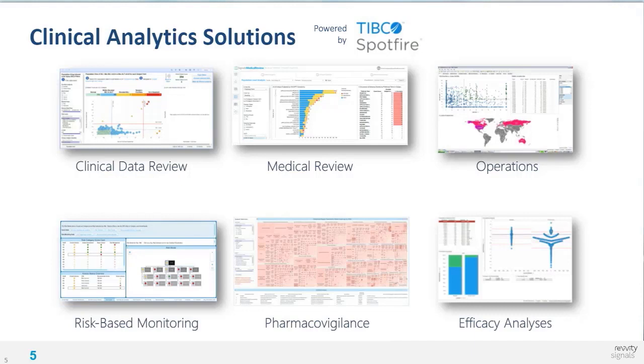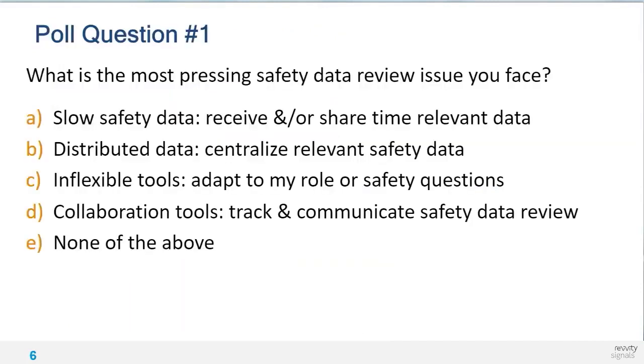To kick us off, first we'll open up with a poll question, and I'll ask Leslie to take it from here. All right, thanks. Poll question number 1: what is the most pressing safety data review issue that you face? If you could enter your response in that pop-up window, your options are slow safety data, distributed data, inflexible tools, collaboration tools, or none of the above. Again, we'll give you a couple of seconds to answer.